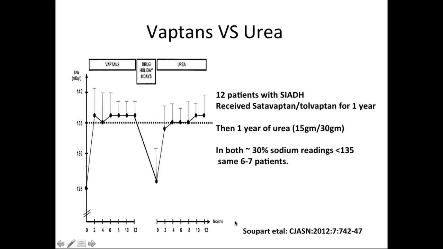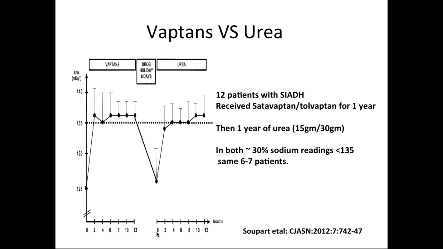So this is a study from Soupart in CJASN from 2012. In this study, 12 patients with SIADH were treated with satavaptan or tolvaptan for 1 year. The time at the bottom is in months, and that is 12 months. When they started tolvaptan or satavaptan, their sodium came up nicely. They stayed in the 135 and above range for 1 year. However, due to financial issues, the tolvaptan was not available through the study, and so they decided to stop the tolvaptan for these 12 patients. And they dropped within the first 8 days to 125 or 127 within that 8-day holiday period.